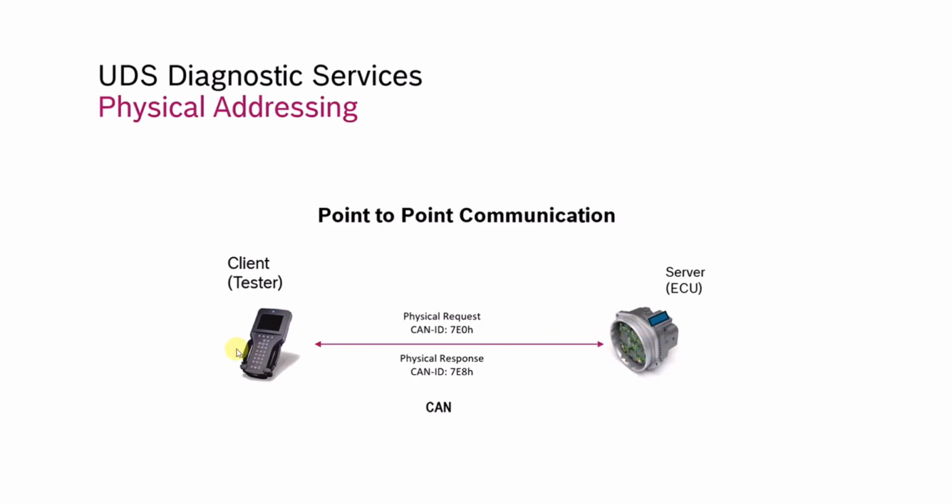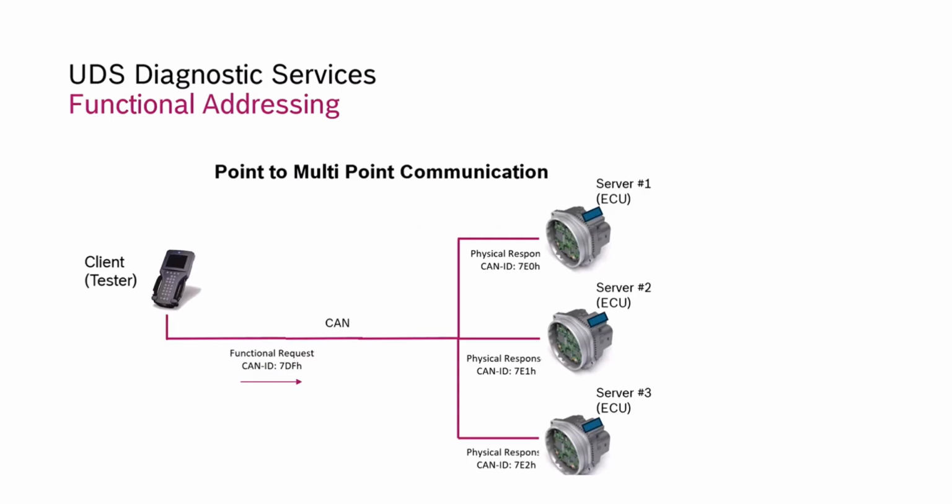This is point-to-point communication. In point-to-multipoint communication, only one tester will be there. We have CAN ID 7DF as the functional address, and multiple servers will be connected. And for each server, if you see the physical response CAN IDs, these are different CAN IDs: 7E0, 7E1, 7E2. So different ECUs will give a different response.